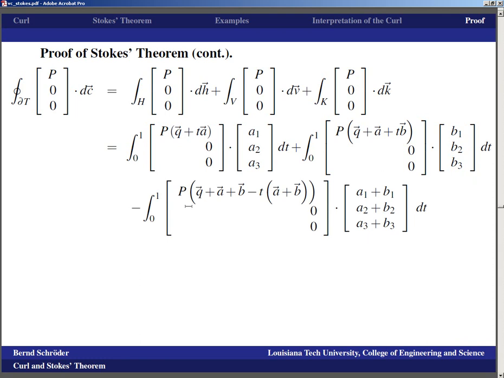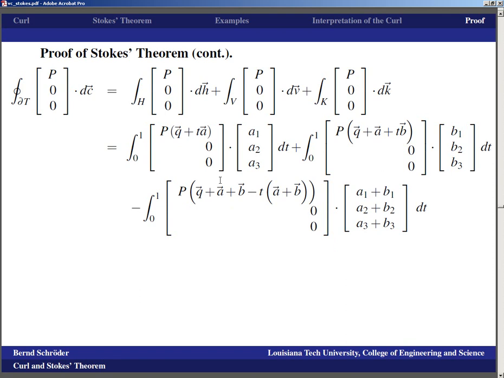And finally, we have the integral along the third segment k, where we have P evaluated at the parameterization. That was the one that was certainly a whole lot more laborious, right? And the dk was negative a plus b dt, all right? The negative sign is here, and a plus b is (a1 plus b1, a2 plus b2, a3 plus b3). And you can see why I wanted to work with (P, 0, 0) rather than with (P, Q, R). That is because that way we only have to worry about one of the components.